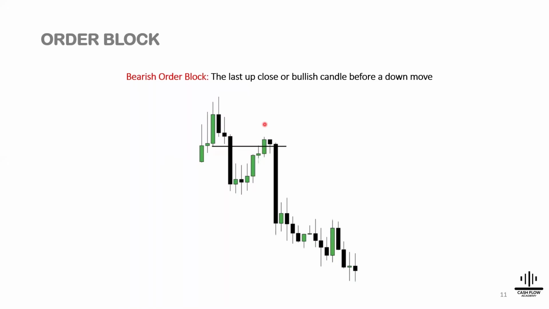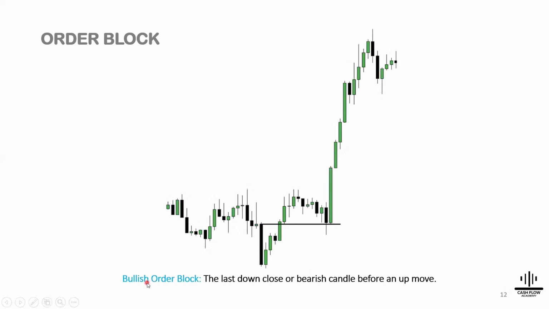Because to be able to recognize this trade setup, we need to understand what an order block is. But in this video, I'm only going to be introducing another block. In the subsequent videos to be released, I'm going to be going more in depth into what another block is and how you can use it. So a bearish order block is the last up close or bullish candle before a down move. So before this down move here, we had what? This up close candle, this bullish candle before a down move. Usually we expect price to return to that candle and find resistance.